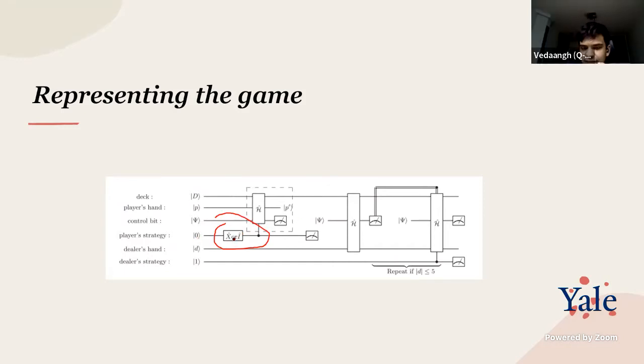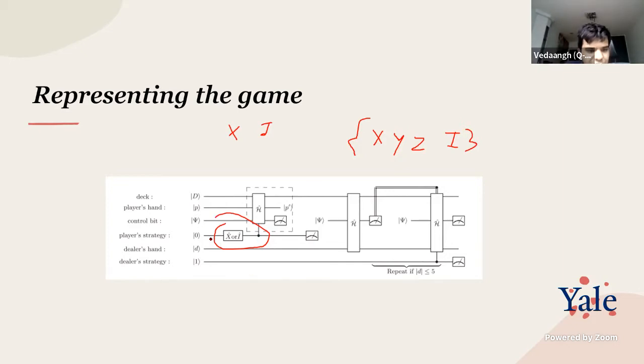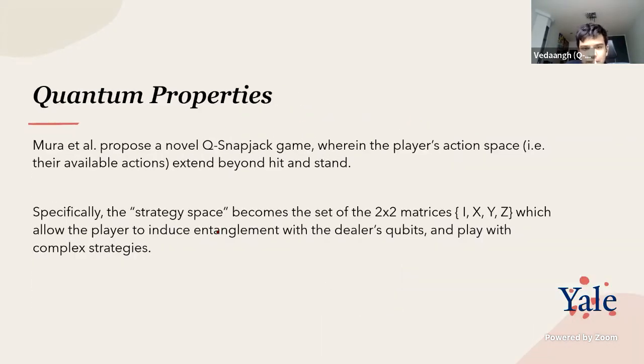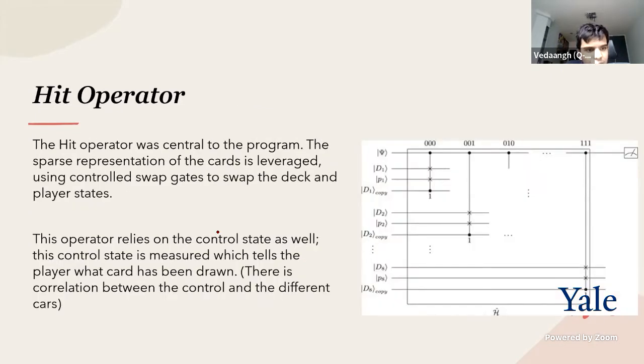This X or I, instead of limiting this to just X and I, they enabled it to work for the set of 4x4 matrices, X, Y, Z, and I, which means you could essentially entangle the dealer state and the player strategy. That allowed for some twists in terms of quantum things. I just don't want to go into it deeply because I'm waffling a lot right now, and I'm a bit tense, but sorry.